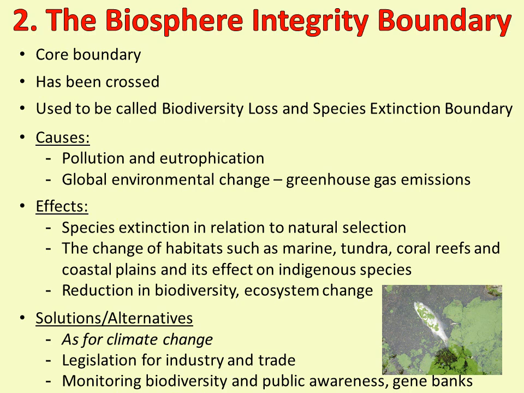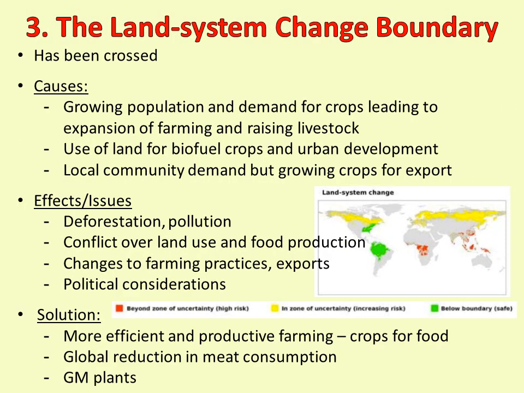Solutions may include monitoring biodiversity levels, raising public awareness and using spare land. The land system change boundary: this boundary represents the misuse of land resulting in too little food being produced. There's a growing population and demand for food, which is in direct conflict with using land to grow biofuels. Clearing land can result in deforestation, leading to soil erosion and biodiversity loss.